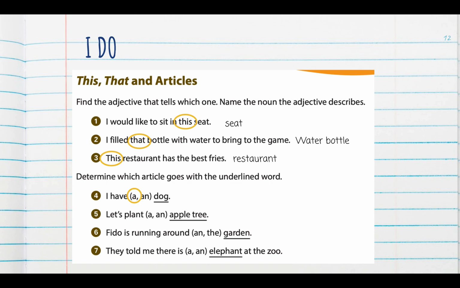Let's plant a apple tree. Let's plant an apple tree. I see that the noun underlined here is apple tree. Apple begins with a vowel, so here we're going to use the article an.